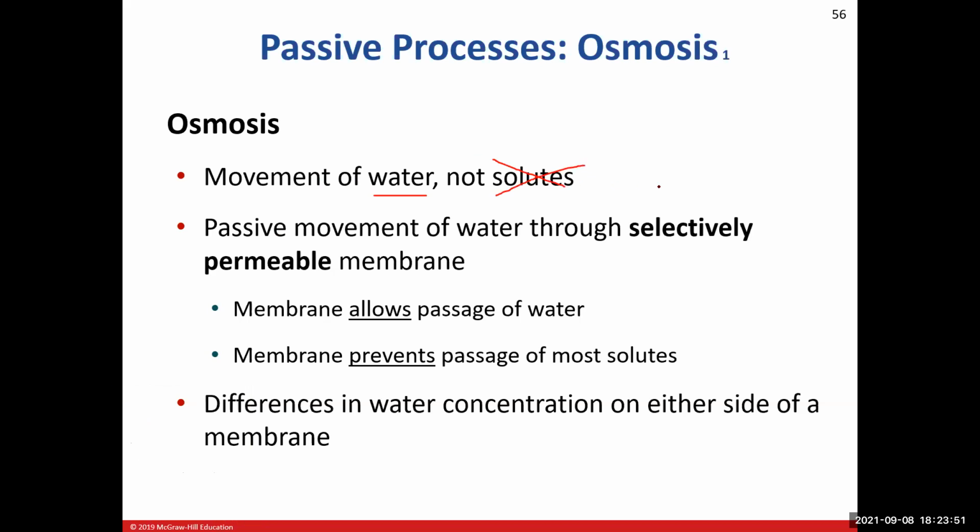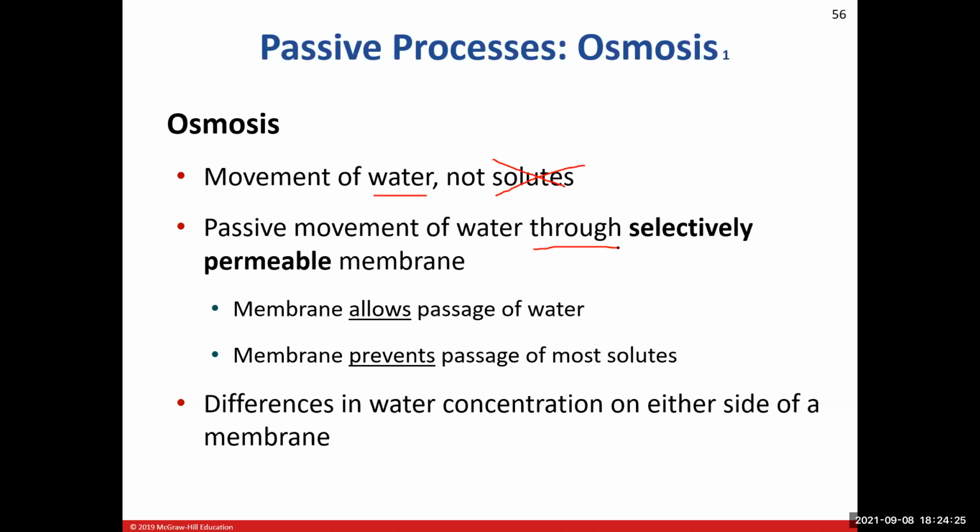So if you're answering a test question and one of the answer choices is osmosis, but nowhere in that test question does it ever mention the movement of water, do not pick osmosis. It has to do with the movement of water through what we call a selectively permeable membrane. Well, guess what? Your plasma membrane is a selectively permeable membrane.